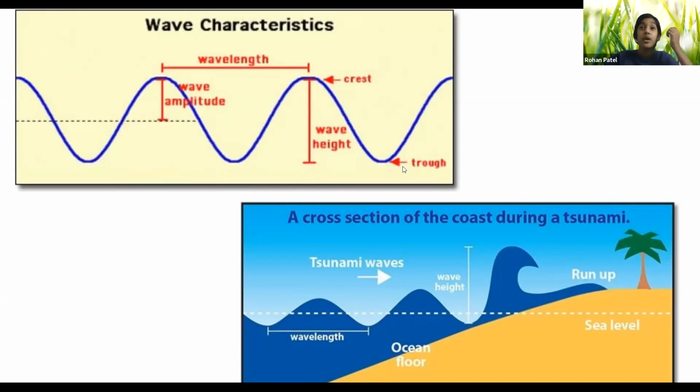one more time. Our crest is the topmost part, our trough is the bottommost part. Our wavelength is between two crests. Our wave amplitude is between the wavelength and the sea level. The wave height is from the crest to the trough. Okay, now that's done. Let's move on.